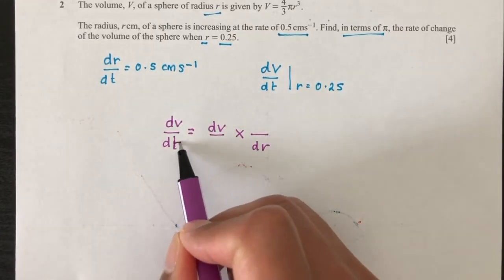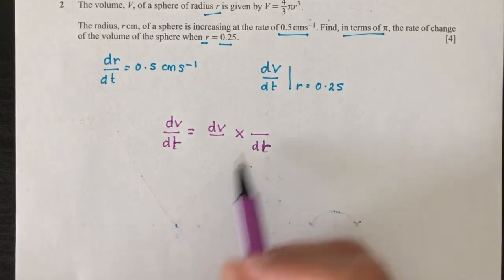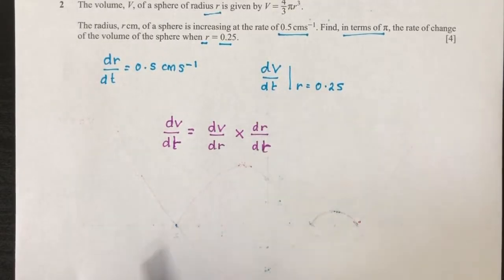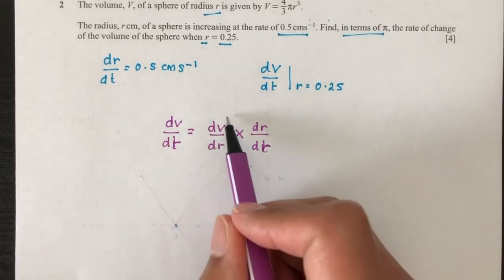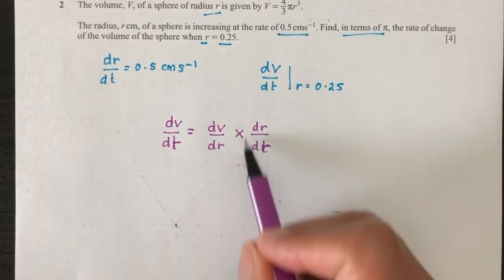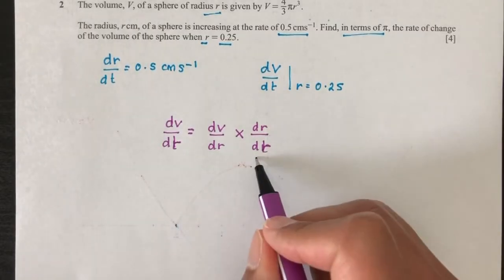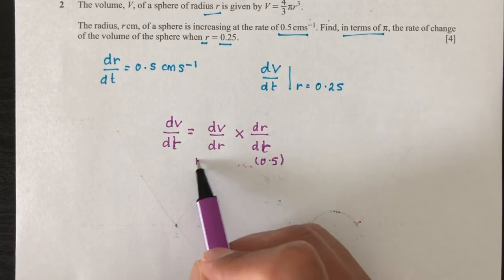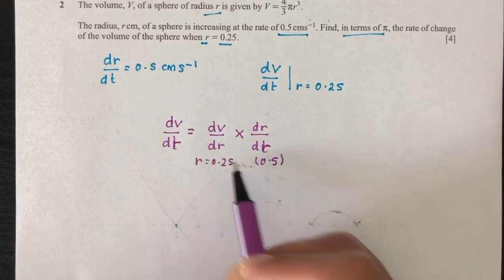So this will be dt. So what connects these two? As you can see, dr connects these two functions. So we first have to find this and find this. This is given to us actually, will be 0.5. So we have to find this when r is equal to 0.25.